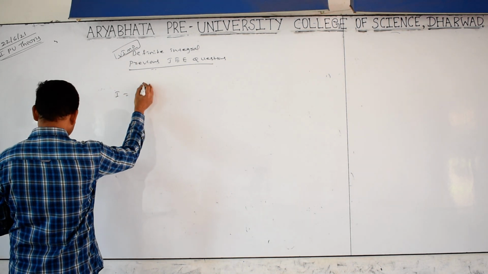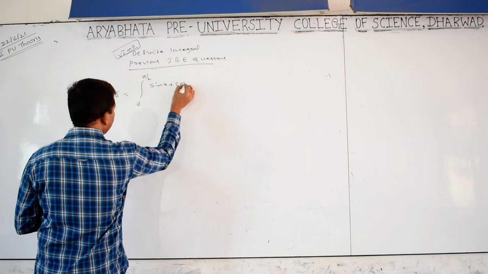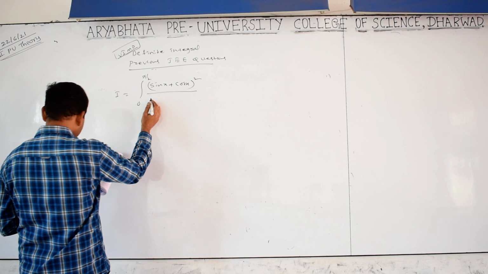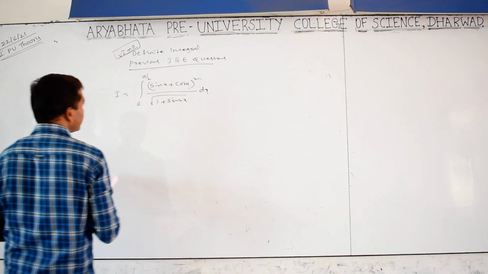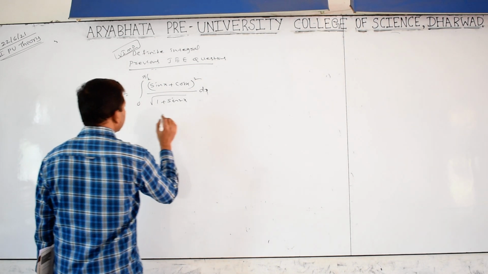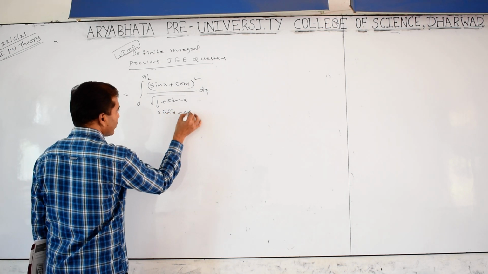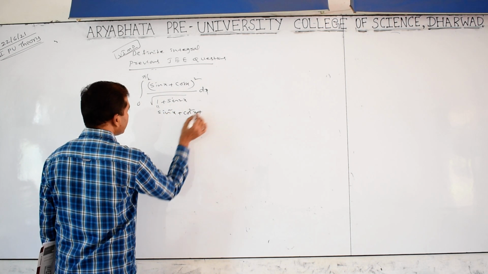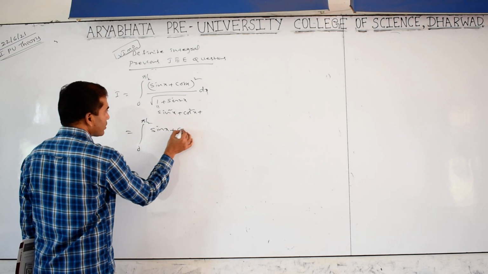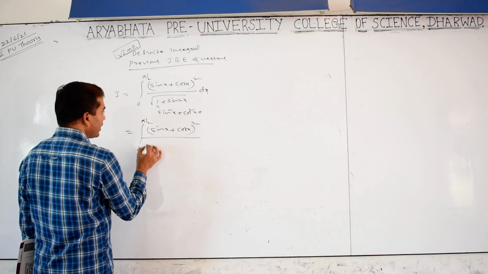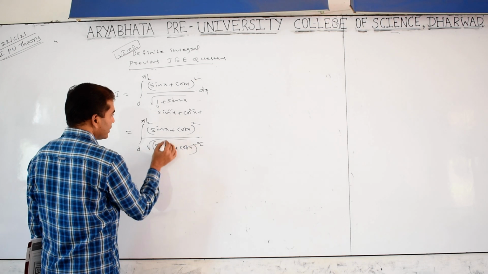I is equal to integration 0 to pi by 2 of (sin x plus cos x) whole square by root of 1 plus sin 2x dx. Here in place of 1 write sin square x plus cos square x. This is 2 sin x into cos x. So 0 to pi by 2 (sin x plus cos x) whole square and root of (sin x plus cos x) whole square. This gets cancelled here.